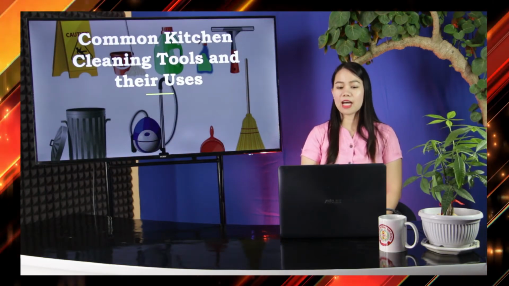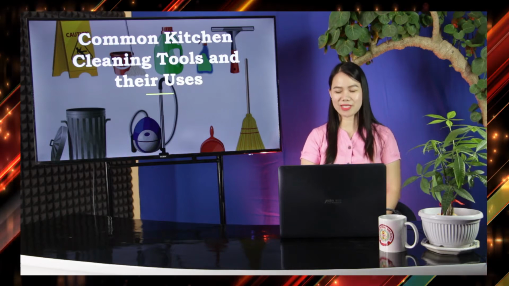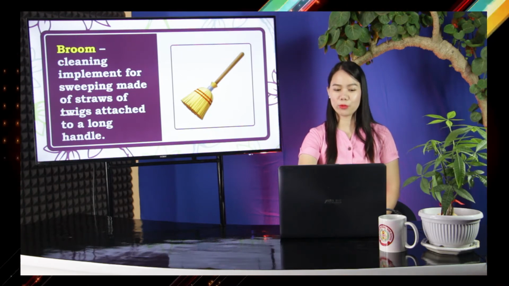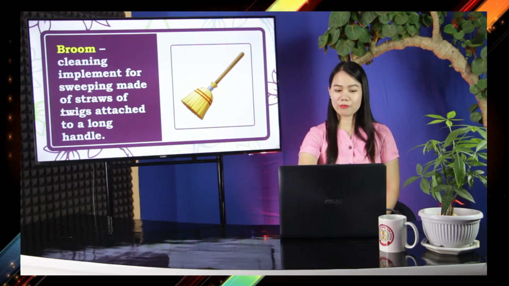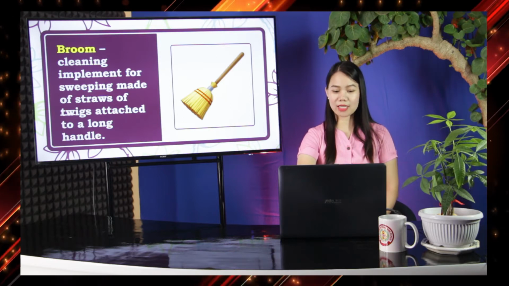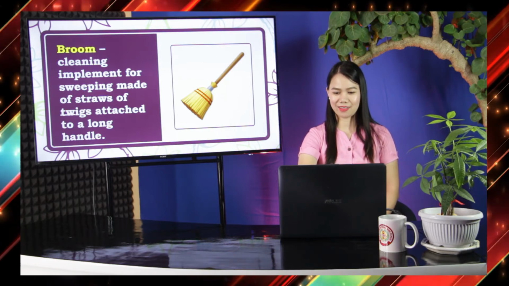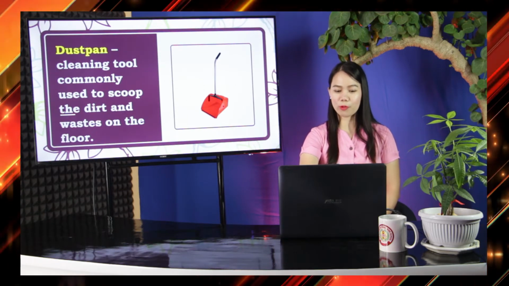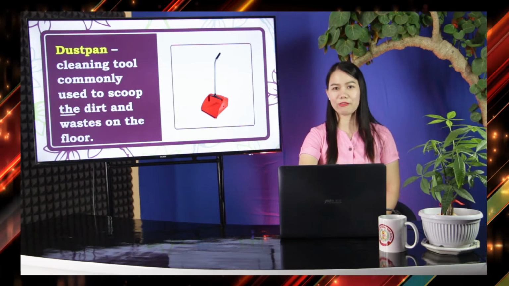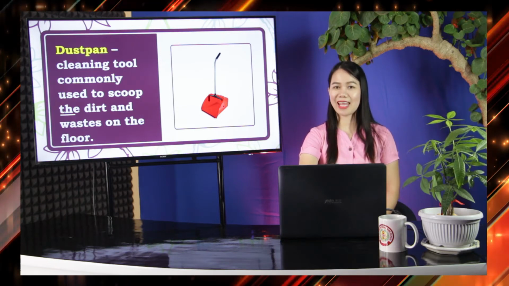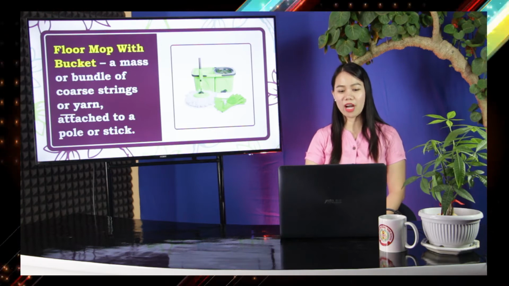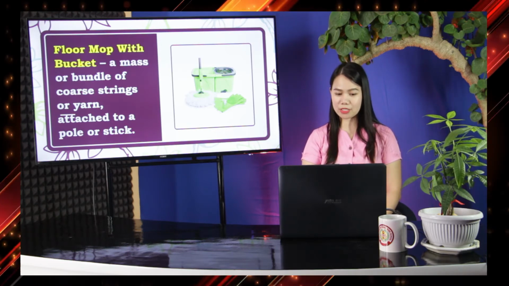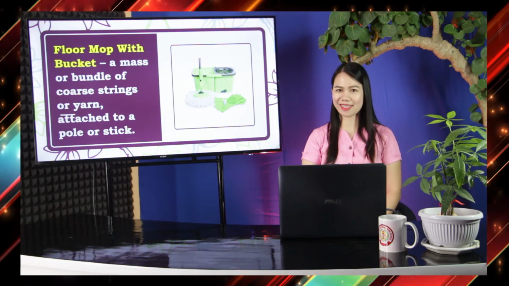Now, let us discuss the common kitchen cleaning tools and their uses. First, we have the broom. Cleaning implement for sweeping made of straws and twigs attached to a long handle. Second, dustpan. Cleaning tool commonly used to scoop the dirt and waste on the floor. Next is the floor mop with bucket. A mass or bundle of coarse strings or yarn attached to a pole or stick.